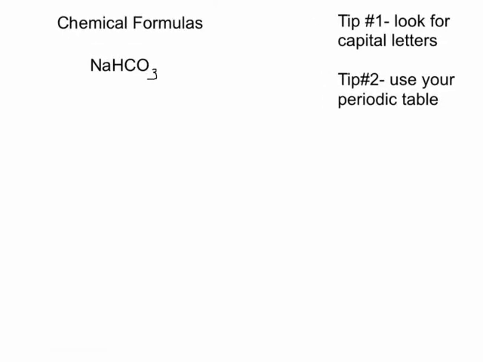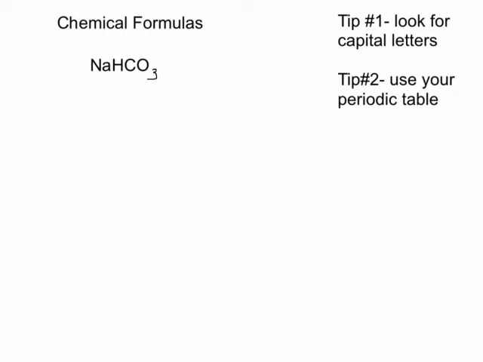When we're thinking about chemical formulas, I would encourage you to use my two tips that you can see here on the right. Tip number one, look for capital letters, and tip number two, use your periodic table. Because a chemical formula basically tells us the elements that make up a substance and how many atoms of that element help to contribute to that substance as well. So if we go with tip number one, we are looking for capital letters.